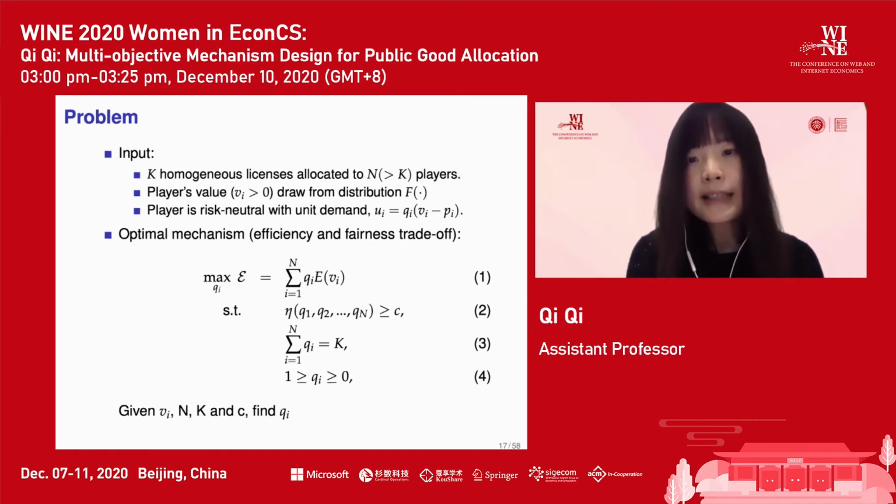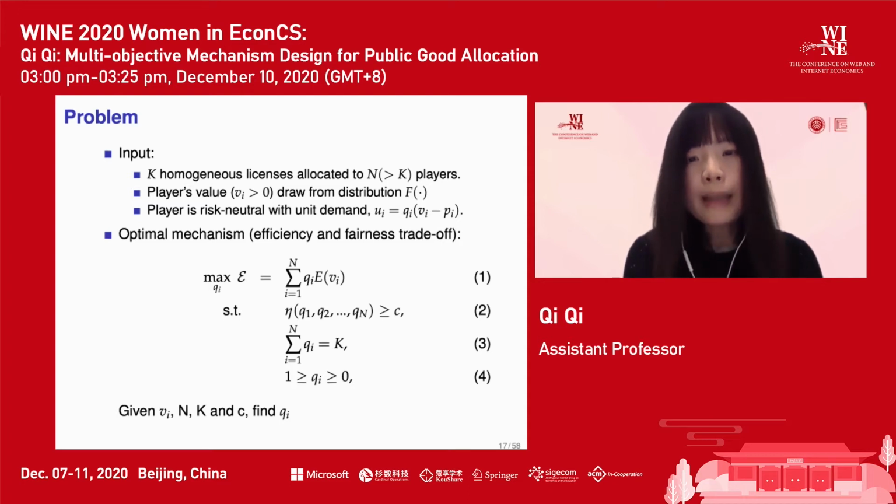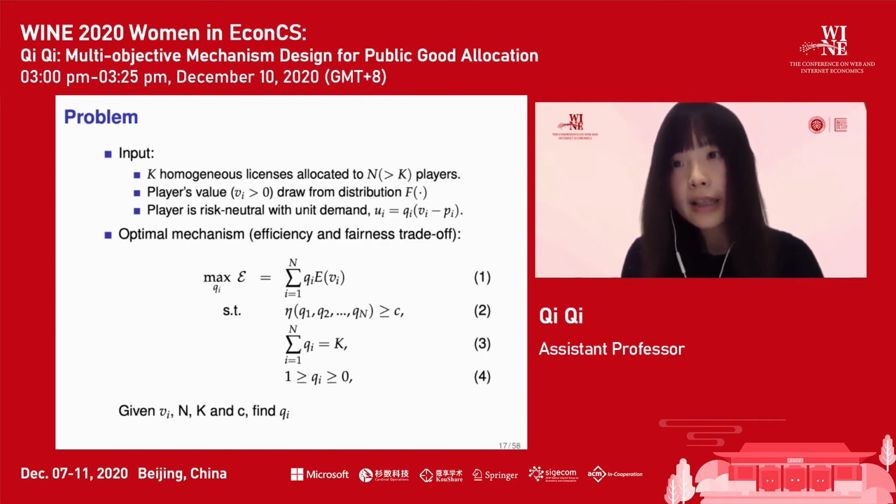So for the optimal mechanism, we want to maximize the objective function because it's multi-objective. We put the social welfare in the objective function, and then we put the fairness into the constraint. So we want to maximize the social welfare, but with the condition that it satisfies a certain fairness condition.